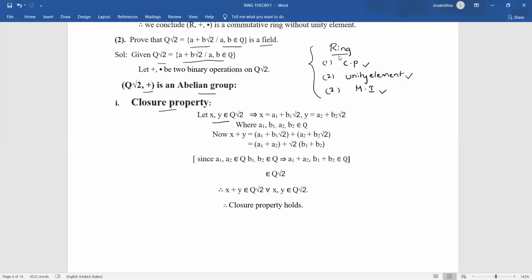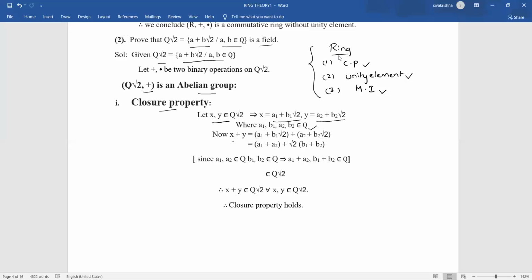Whenever you consider two elements in Q root 2, and every element in Q root 2 is of the form a plus b root 2, I am writing x as a1 plus b1 root 2 and y as a2 plus b2 root 2. Clearly these two elements are of the form a plus b root 2. Why? Because the elements in Q root 2 are of the form a plus b root 2, so we write x and y in this form, where a1, b1, a2, b2 are rational numbers. In closure property, we have to prove that x plus y should also belong to Q root 2.